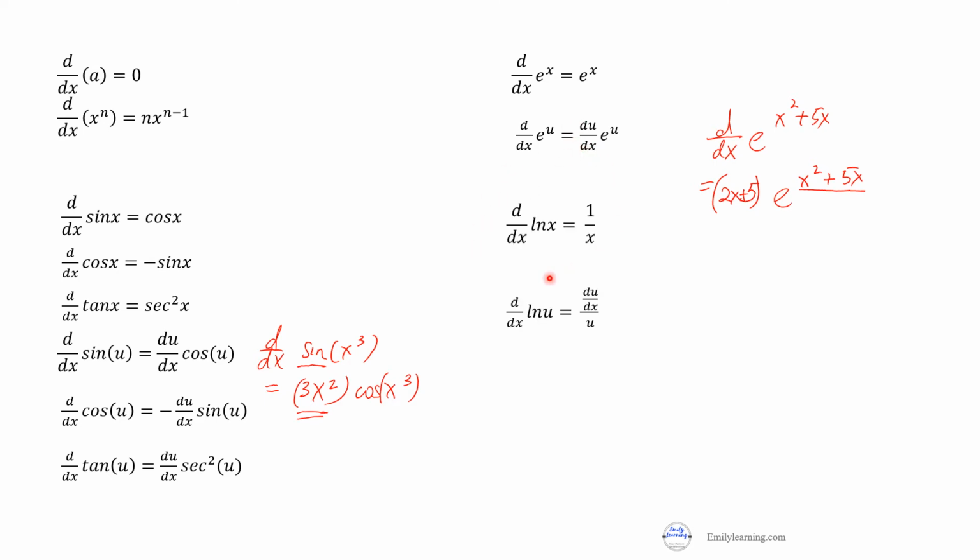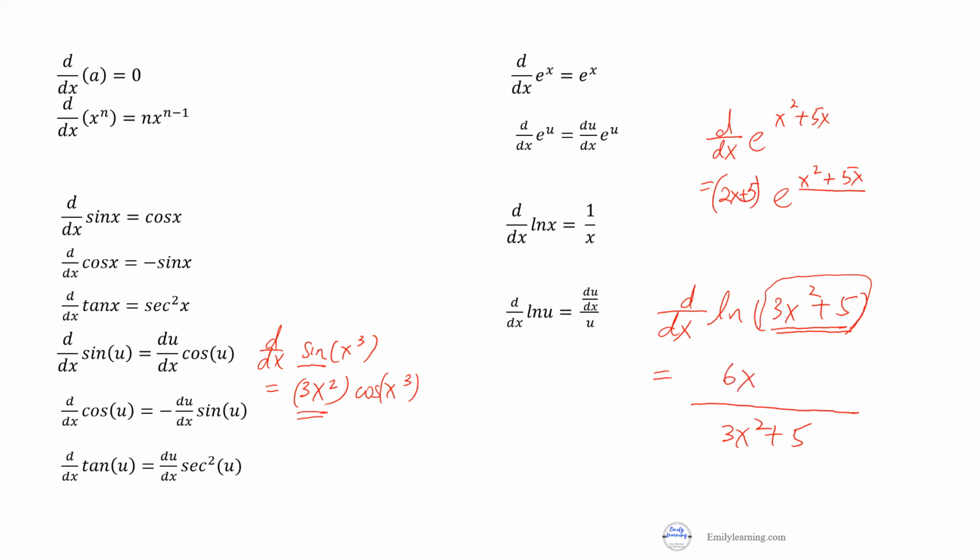Next, let's look at the differentiation of ln, or natural log. When you differentiate ln x, you will get 1 over x. If it is not x but a function in terms of x, then it will be equal to du dx over u. Let me give you another example. If I were to differentiate ln of 3x squared plus 5, then remember when you differentiate it, the denominator will be 3x squared plus 5, and the numerator will be what you get when you differentiate 3x squared plus 5, which is 6x.